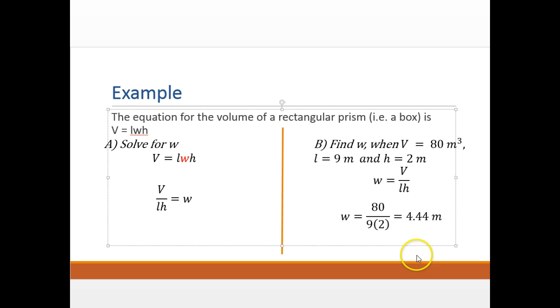Now, we can also take this and say find W when your volume is 80 meters cubed, your length is 9 meters, and your height is 2 meters. Well, because we've already solved for W, we can just take the manipulated equation and plug in V, L, and H. We get W equals 80 divided by 9 times 2, which is 4.44 meters. Now again, we could have plugged in originally if we weren't told to solve for W to begin with. We could have plugged into the original equation and then manipulated and gotten W later.